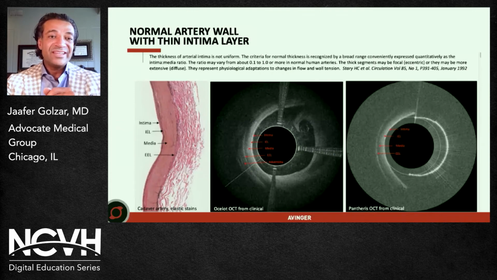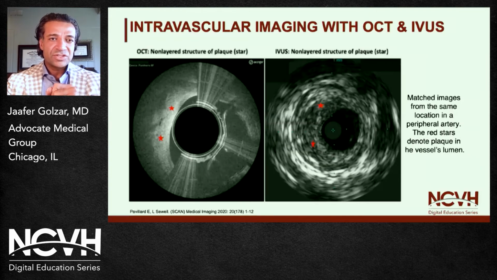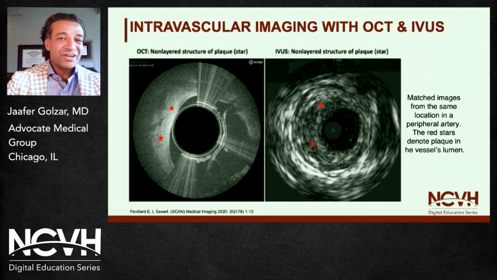Now, when we look at this histologically, you can see in the far left, the intima histologically is this very thin layer, the top layer of the vessel wall that touches the lumen, and you can correlate it to the OCT imaging that you can see in the middle and on the far right. As you can see, much higher resolution than what we saw with the IVUS, but really close to what we see histologically.